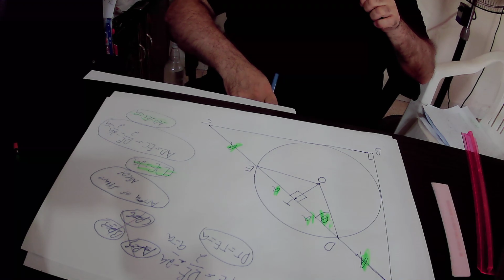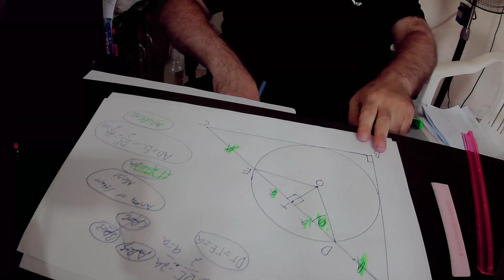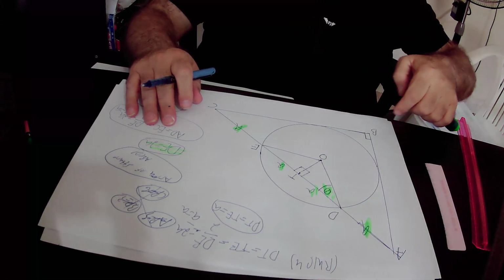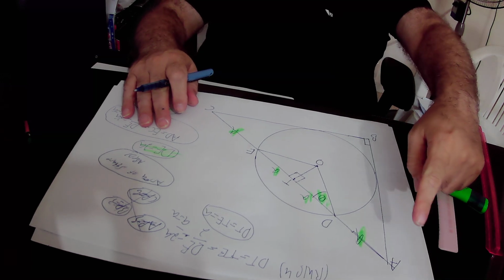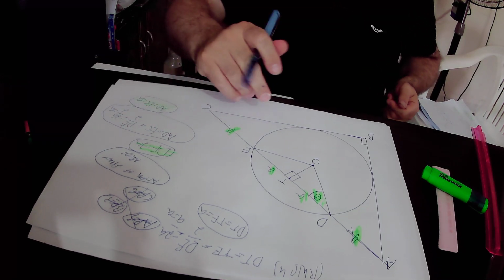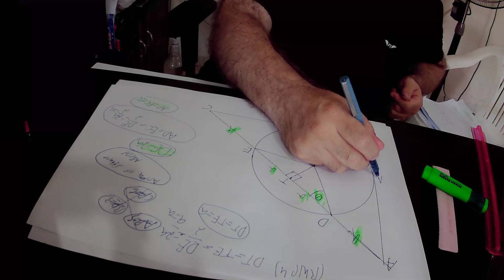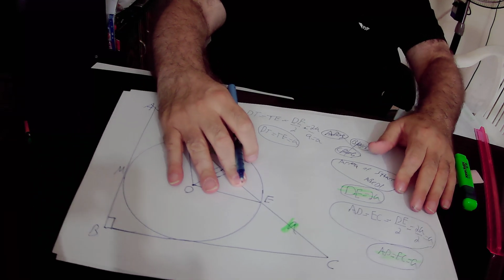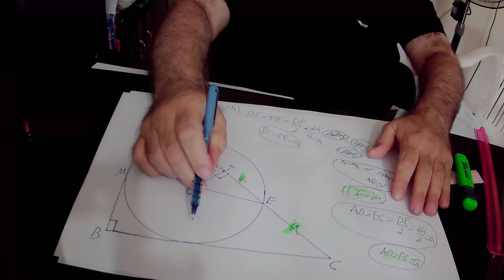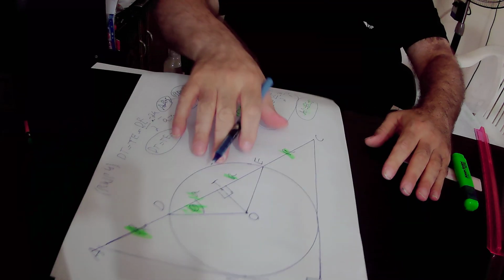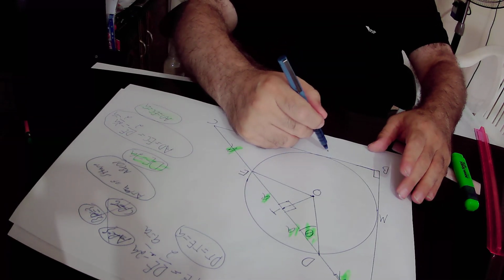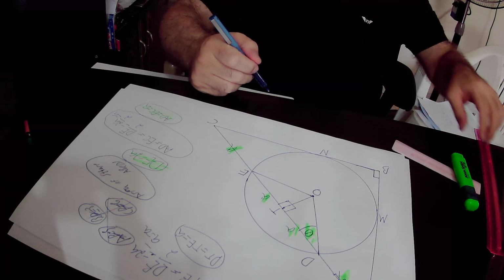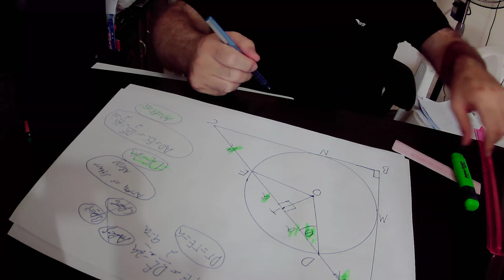In the next step, we define the point of tangency of tangent AB with this circle as point M. We will define the point of tangency of tangent BC with this circle as N. We will join points O and M together by a straight line.